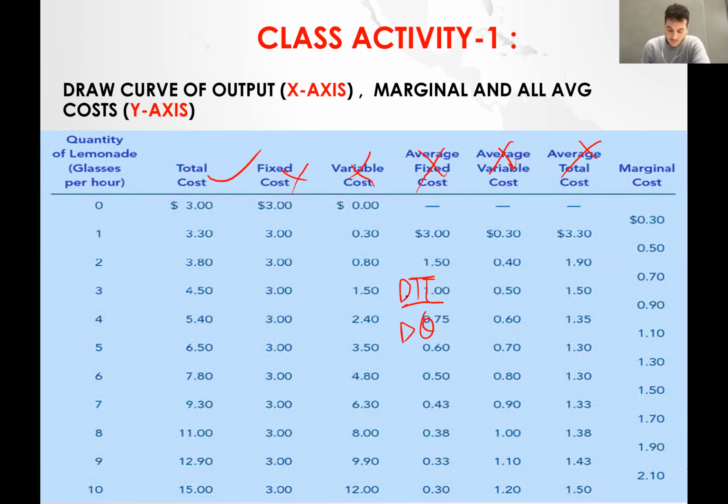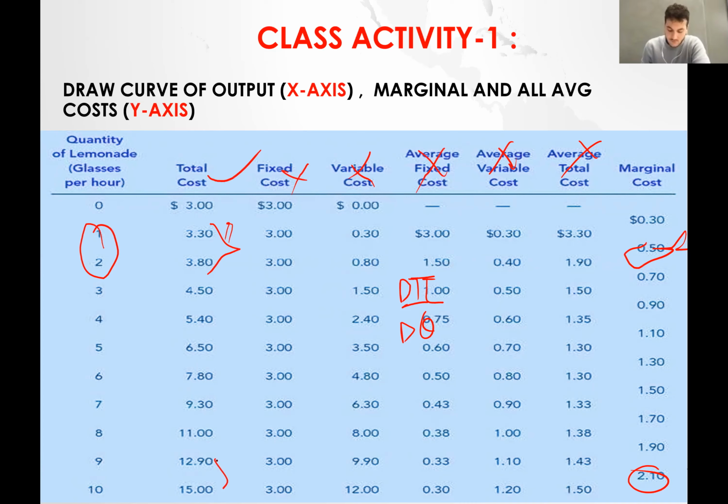Right? So where is this 0.5 coming from? 0.5 is coming from the change in total cost, 3.8 minus 3.3, divided by 2 minus 1. The answer is 0.5, right?